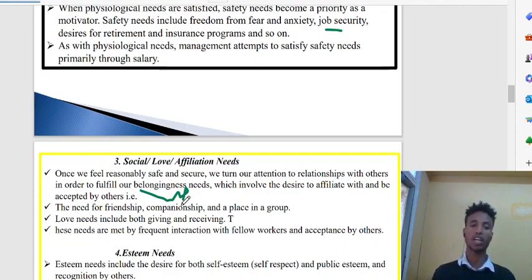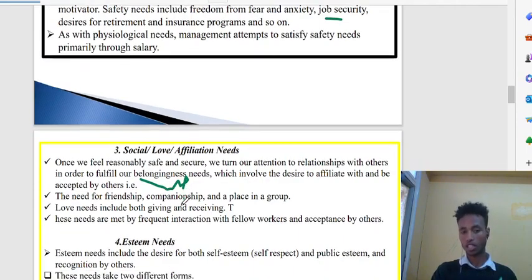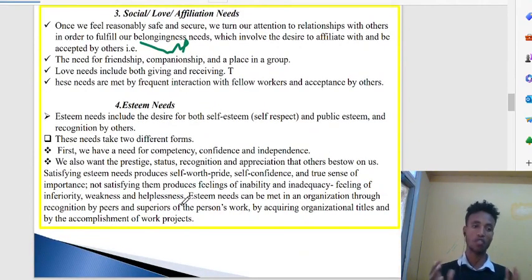Next, according to Maslow, is self-esteem. After love and social needs, self-esteem means giving a higher value to myself, self-respect, public esteem, and confidence. Self-esteem includes the desire for both self-esteem, self-respect, public esteem, and recognition by others.